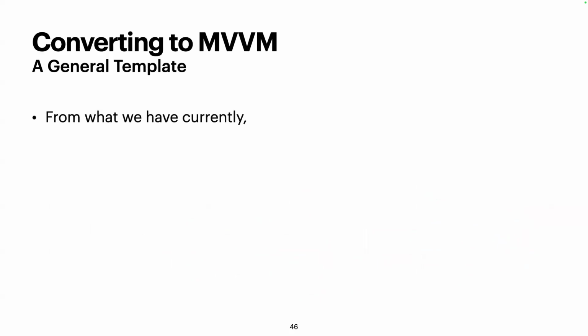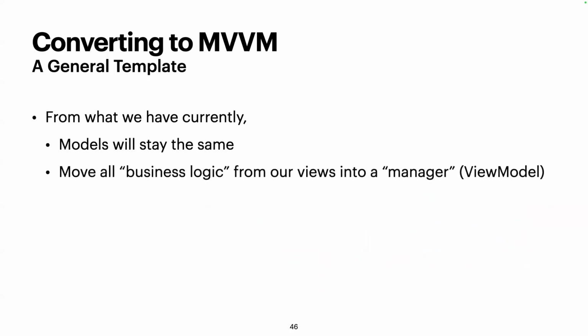So you can convert using a general template. If you have a project that you currently have, you can convert it to MVVM in the following ways. The models will stay the same. There's nothing you need to change about the models, right? You want to move all the business logic from our views into a manager, and that's our view model. So if you have code in your view that does heavy computation, fetches from a server, does networking, or saves data locally or to a database, you want to move all that logic away from our views into our view model.